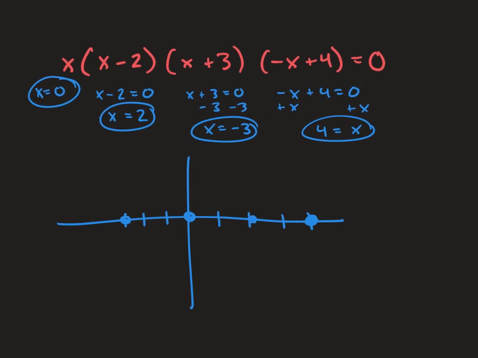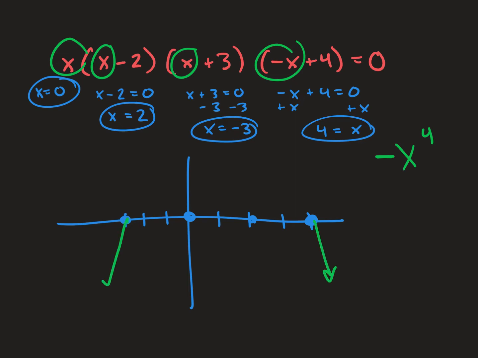How many x's do I have here? 4 x's. Do any of them in the question have a negative in front? 1. So it's a negative x to the 4th power. If it's negative, what does my right arrow do? Right arrow goes down. Even goes down too. Awesome. And then I can only cross my x-axis at these points. So you just cross at each point.